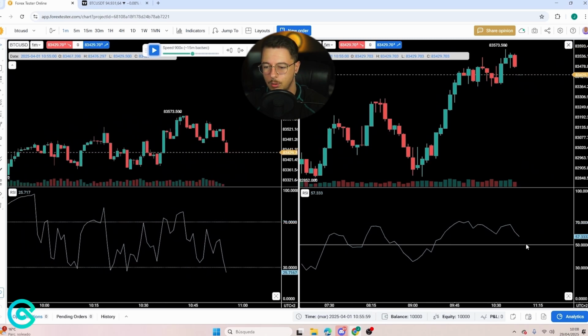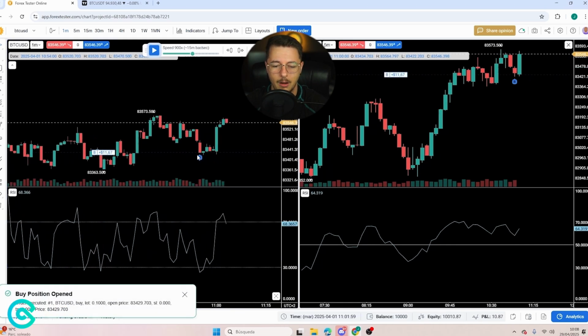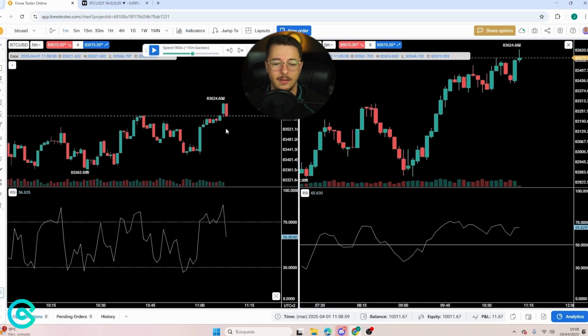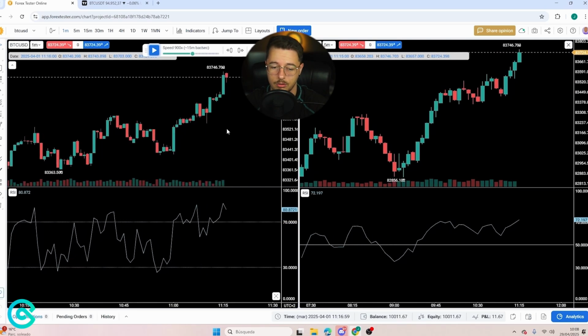And as you can see as well, price was above the 50 level. So in this case, we can take a buy. So we're going to take a buy right here, and we are going to close the position when it comes above here. So in this case, we'll be closing it up here. And with our first trade in the pocket, we're going to keep searching for more.